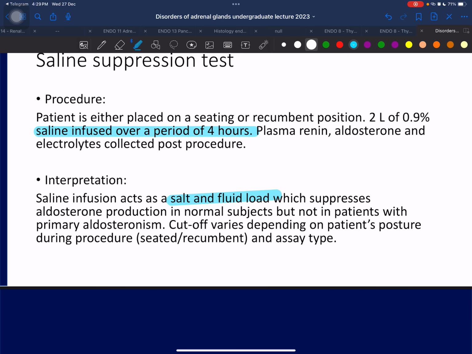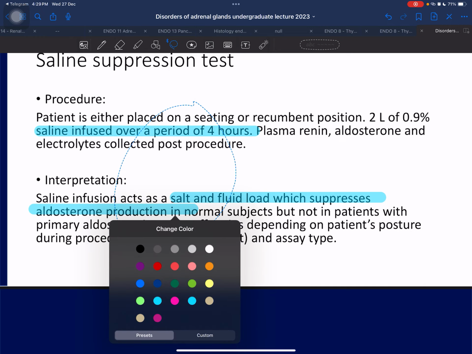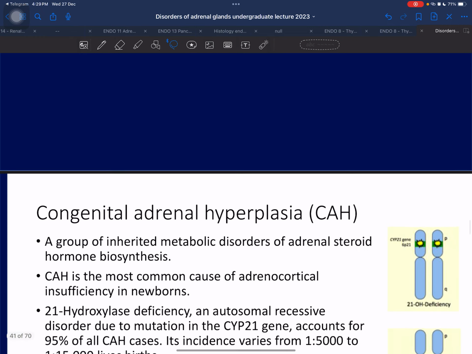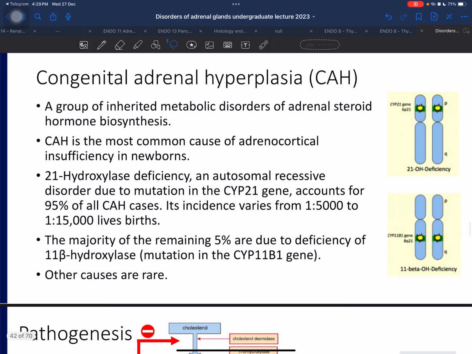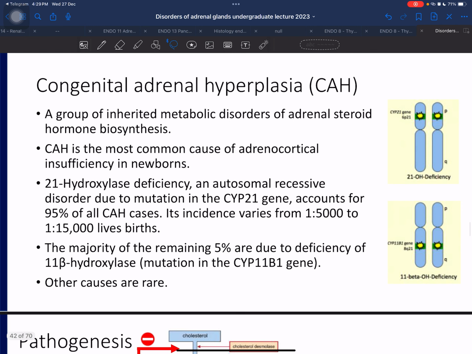Next, I move on to congenital adrenal hyperplasia. I've moved on to the next one already. Okay. What is congenital adrenal hyperplasia? It's a group of inherited metabolic disorders of adrenal steroid hormone biosynthesis. It is the most common cause of adrenocortical insufficiency in newborns. 21-hydroxylase deficiency is autosomal recessive, and it's due to mutation in this gene.